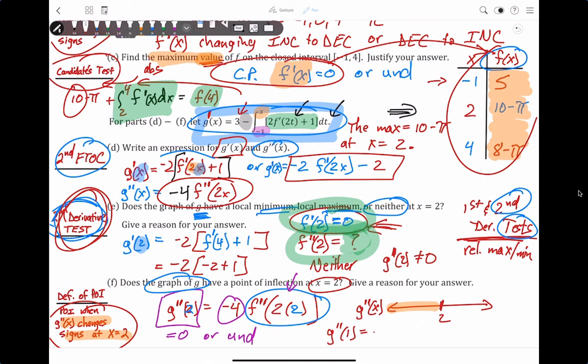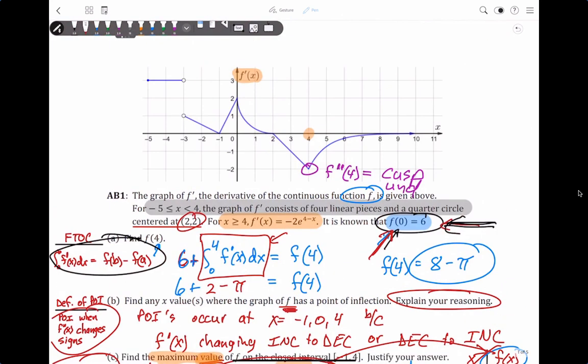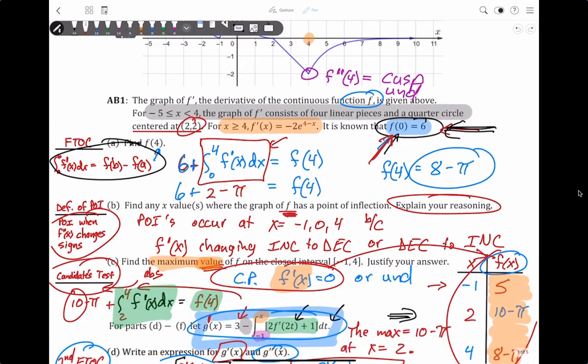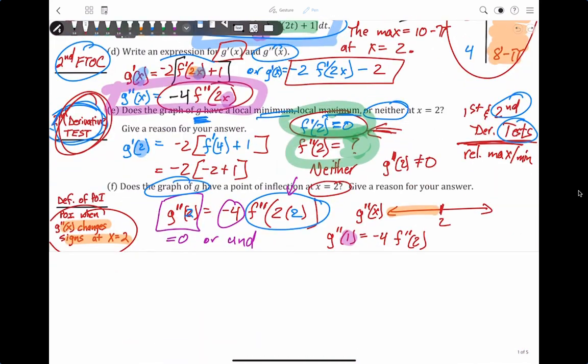Well, it's negative 4 times F double prime of 2. We're using this function, putting a positive 1 here so that we have F double prime at 2. Okay, so what's F double prime at 2? Well, that 2 is a cusp. So that's an undefined piece in itself. So this one's a little bit more hefty as far as how we're testing our points, if you will.